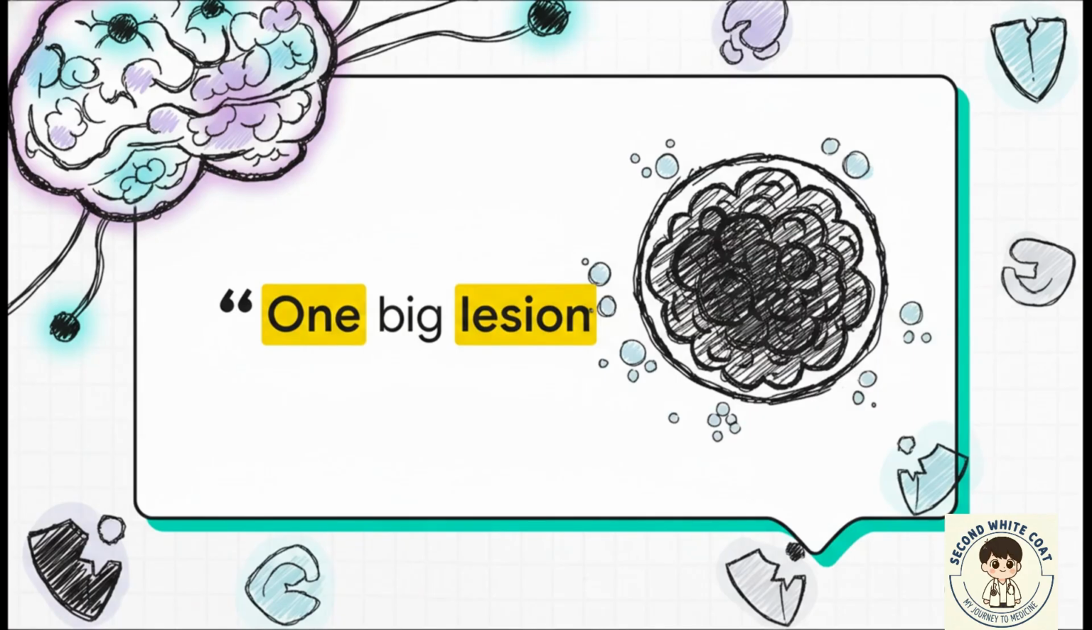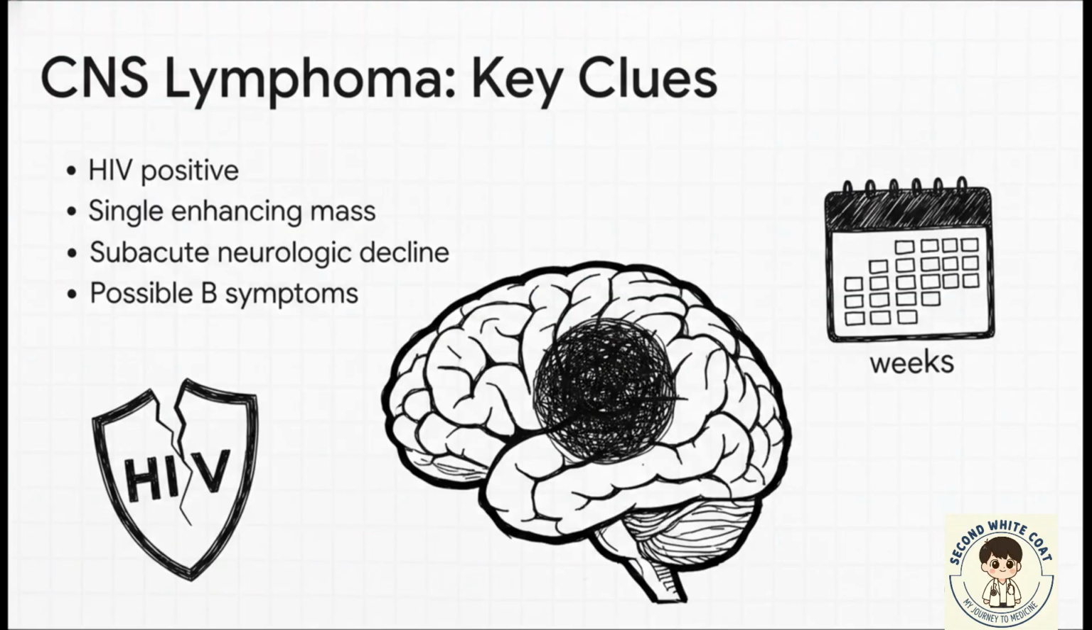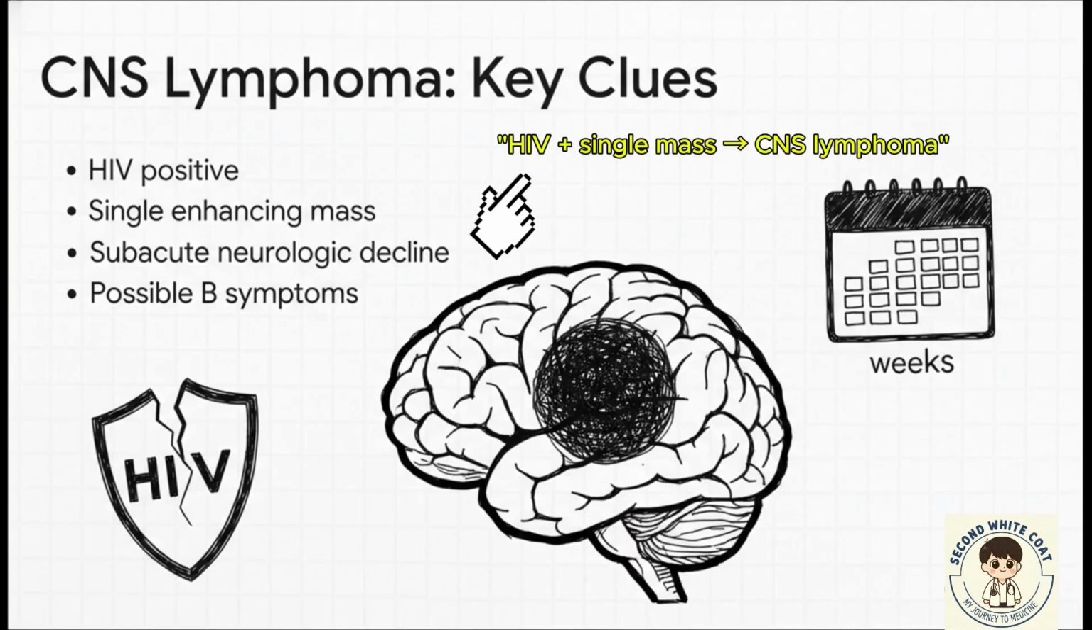Now, this is our other condition that pops up in immunocompromised patients, but it has a totally different signature. The key phrase here is one big lesion. So just like our Toxo patient, this person is HIV positive. The timeline is also subacute. But here is the massive difference. On the scan, you're typically going to find a single, solid, enhancing mass. It looks like a tumor, because it is one. This is a huge contrast to the multiple lesions you see in toxoplasmosis. You might also get some other clues, like weight loss or night sweats.